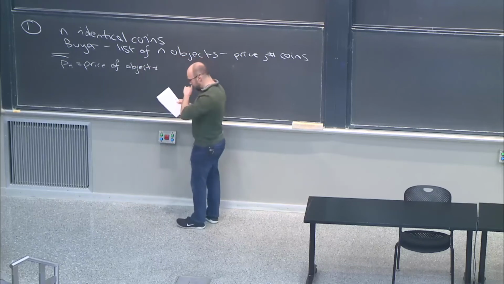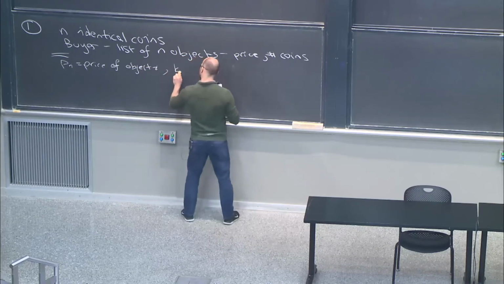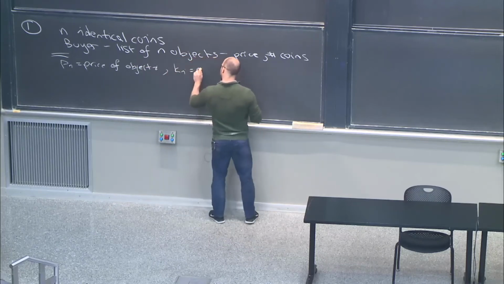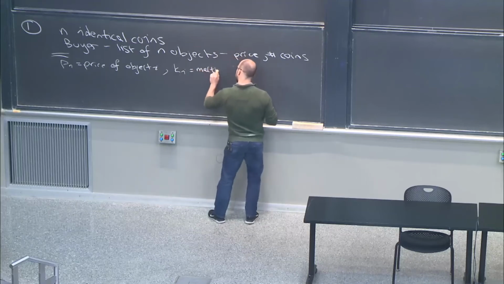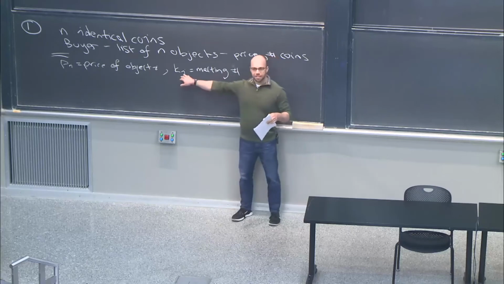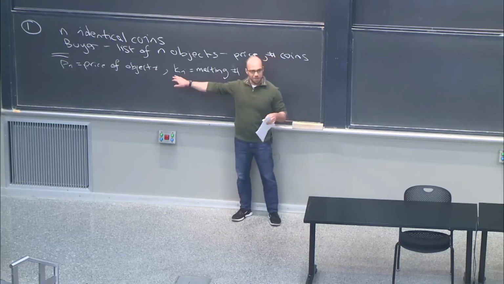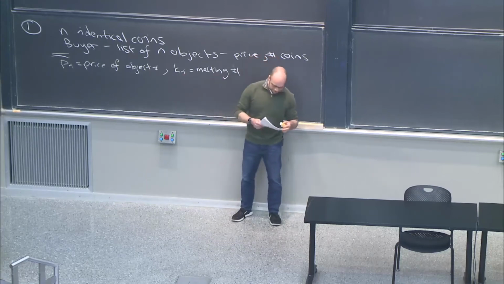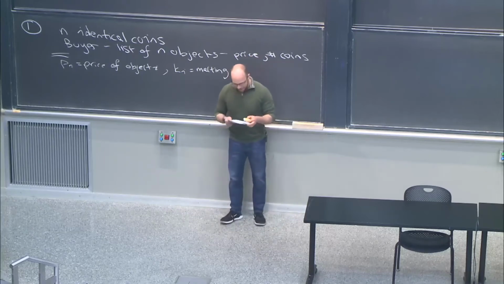Okay, and we'll say that Ki is what the problem calls the melting number. In other words, if I want to make object I, this is the amount of coins that I'd have to melt to make that object. Okay, so just a tiny bit of notation.